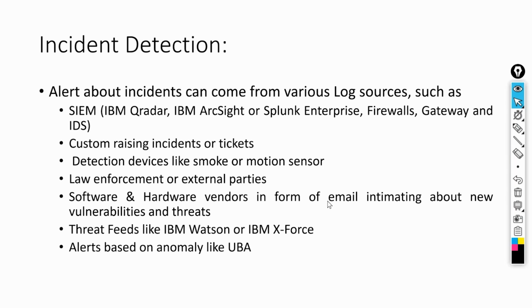So that's a live example of law enforcement or external parties. Next, software and hardware vendors, in the form of emails intimating new vulnerabilities and threats. So what are the vulnerabilities? If you are acquiring a commercial off-the-shelf product, then the commercial off-the-shelf product may have its own new vulnerabilities and threats.